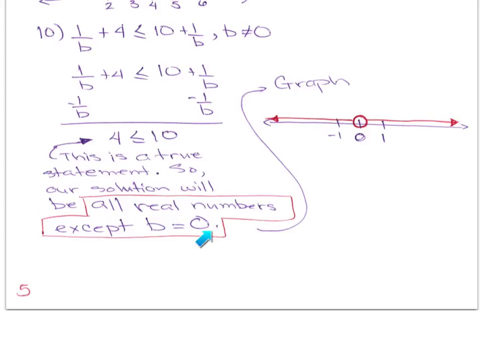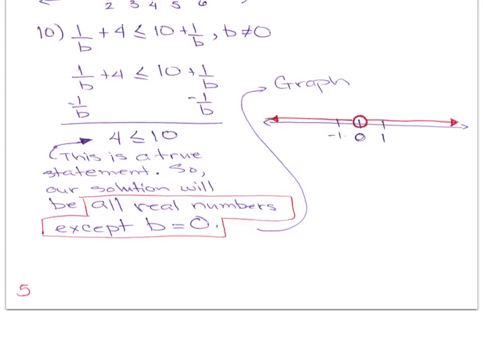b cannot be equal to 0 because if b was 0, this part right here is not going to divide correctly. You cannot divide any number by a 0. That would be undefined. So the graph of this solution would be, as you can see, at 0, we put an open circle. That means that 0 is not part of the solution. And then all real numbers, so you'll keep going to the right to positive infinity, and then you'll keep going to the left to negative infinity.